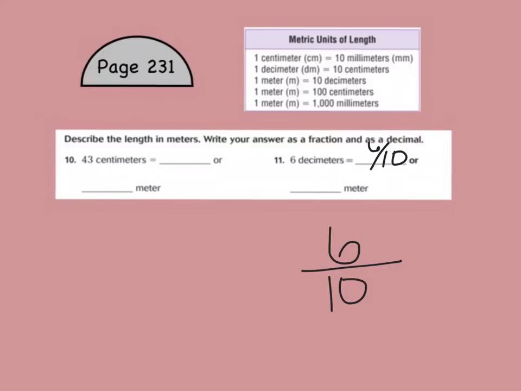So 6 tenths of our fraction. And now let's go ahead and figure out our decimal. Now you guys know how to convert a fraction to a decimal, so let's go ahead and do so. I have no wholes, and I have 6 tenths, so that's our decimal. So we have that 6 decimeters is equal to 6 tenths of a meter.